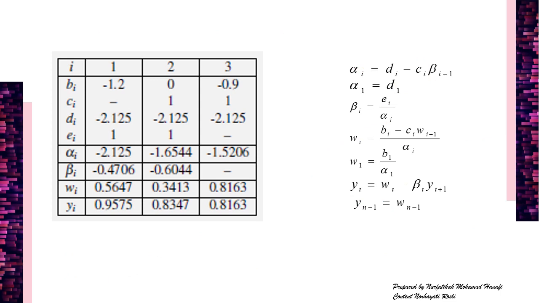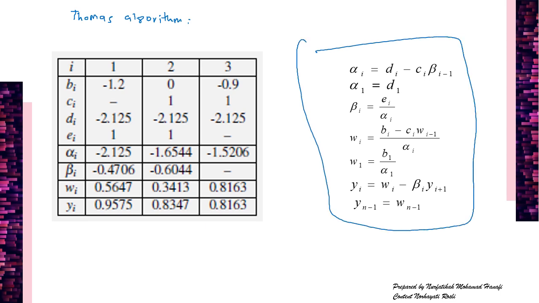Okay, for the last step, let's solve the equation with the Thomas algorithm. This is the formula for the Thomas algorithm. For easy presentation, let's construct a table. So this is the table.